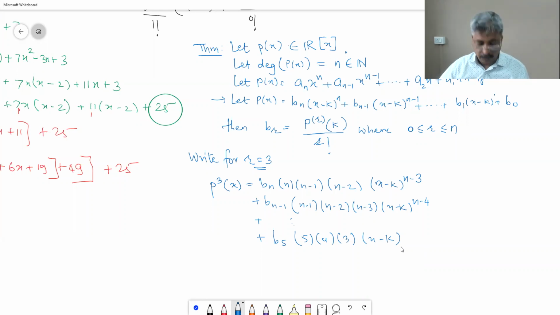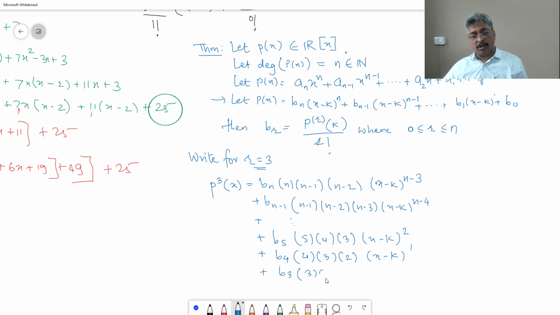How much? 2. Plus b4 into 4 into 3 into 2 into x minus k raised to 1, plus b3 into 3 into 2 into 1 into x minus k raised to 0, plus b2 into 2 into 1 into 0, like that, plus b1 into 1 into 0. Correct? Plus b0 into 0.